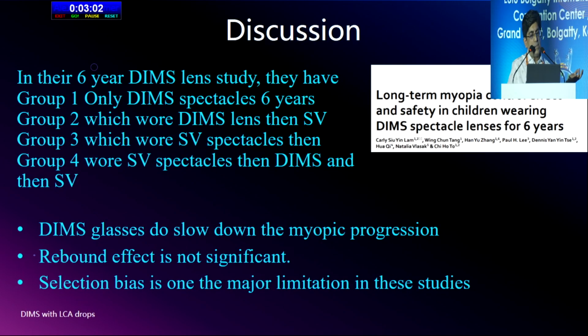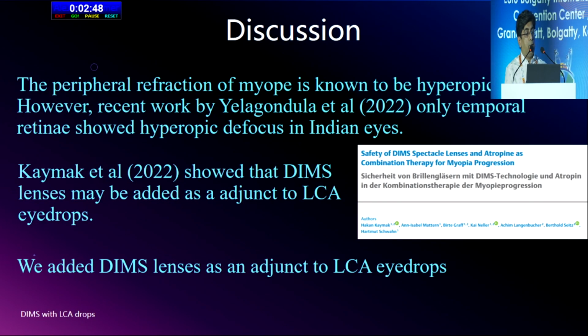These are a few studies which have been done outside India. There are no studies in Indian eyes. The advantages are that DIMS glasses do slow down the progression. There is no rebound effect, but one of the major problems with these studies is selection bias. The peripheral refraction of a myope is known to be hyperopic. We know this from Western literature. Only one study has been done from India, from LVP, where they showed that only the temporal retina showed hyperopic defocus in Indian eyes and not the nasal retina.